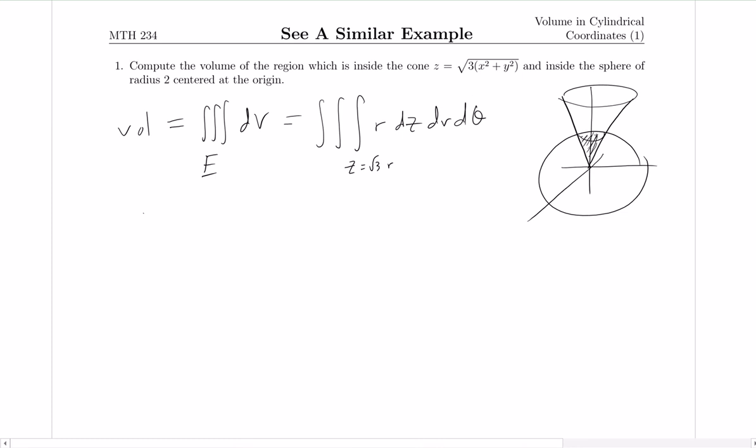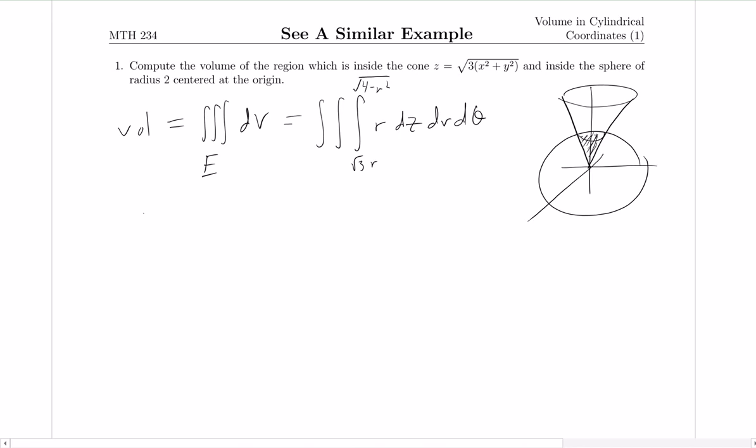And the top will be the equation for the sphere, which, if we write in cylindrical coordinates, will be z equals square root of 1 minus r squared. Or sorry, not 1, square root of 4 minus r squared, since the sphere's radius is 2.